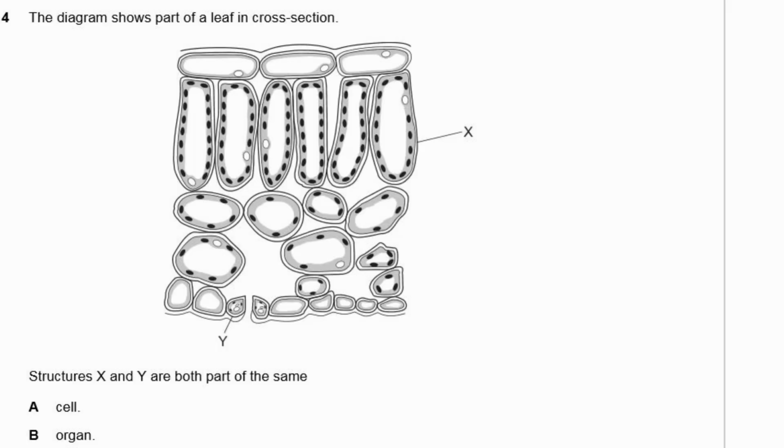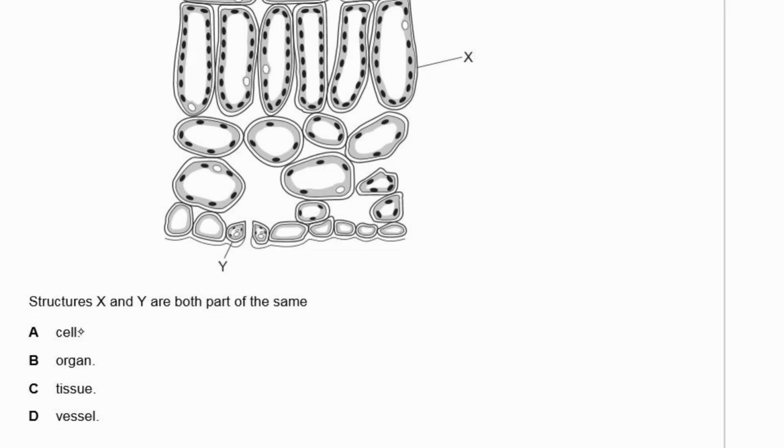Question 4. The diagram shows part of a leaf in cross-section. Okay, we have cell X and cell Y. Structures X and Y are both part of the same what? Are they both the same cells? Well, no. X, that is the palisade mesophyll cell. And Y, that's a guard cell. They're obviously different cells. Are they part of the same organs? Yes, they're both part of the leaf, and the leaf is an organ.